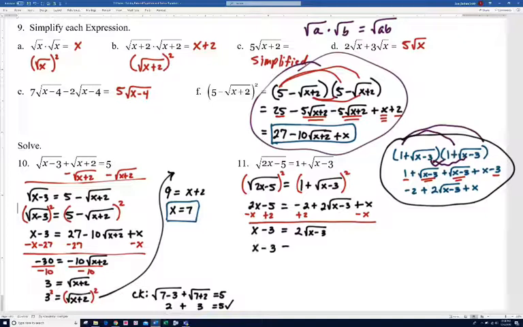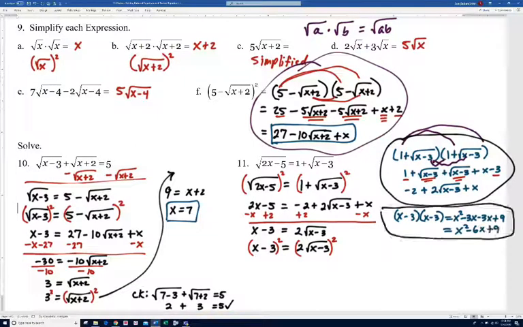So we're going to square the left side, x minus 3 quantity squared. I'm going to go ahead and do that work on the right over here. So x minus 3 times x minus 3, you're going to get x squared minus 3x minus 3x plus 9, which is x squared minus 6x plus 9. And on the right side, we're going to multiply 2 of these, 2 times the square root of x minus 3.